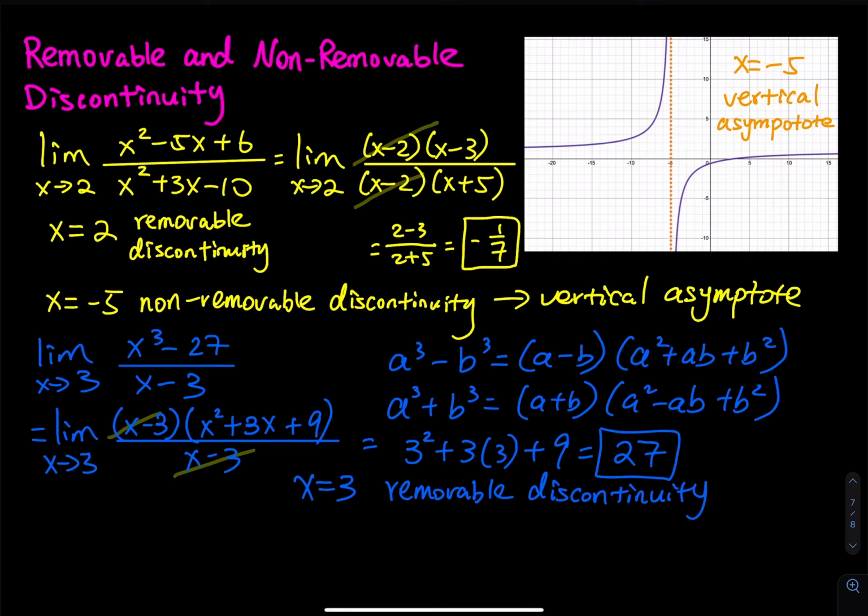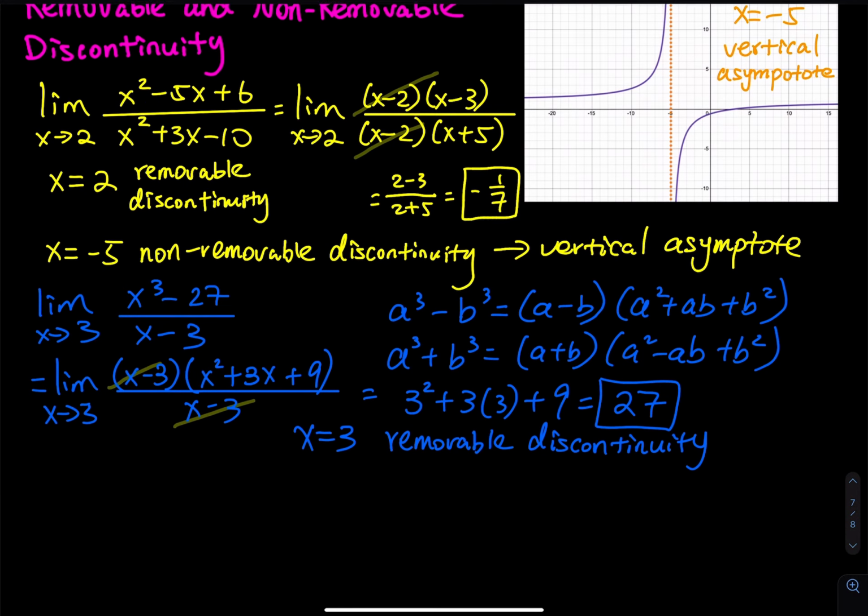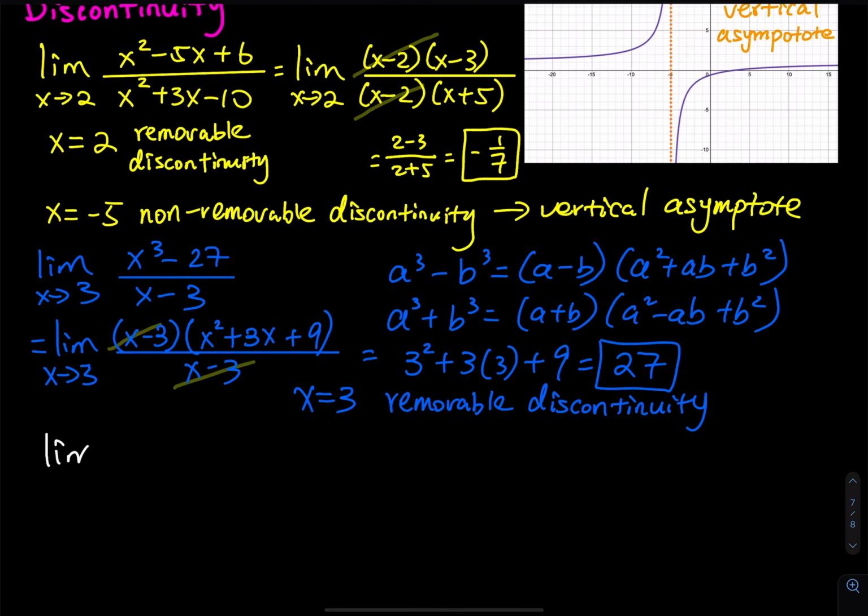Alright, that is number 2. Let's move on to the next one. How about this? Let's do a simple problem. Limit as x approaches pi, x divided by x plus 4.